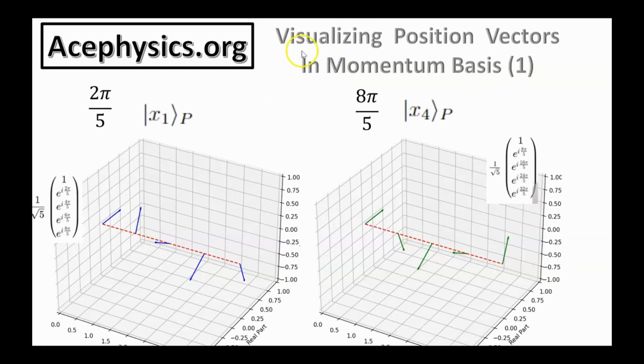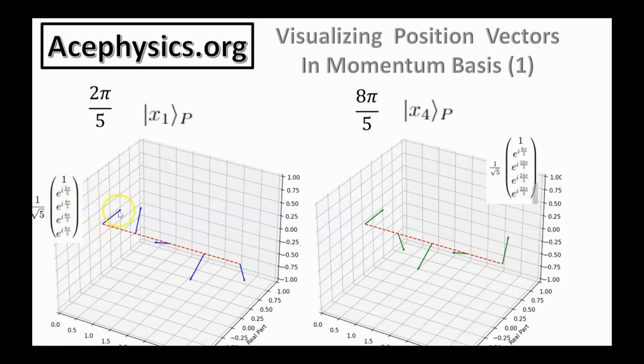On this slide, I want to discuss how you visualize the position vectors in the momentum basis. So position 1 in the momentum basis is this vector. It has 5 complex numbers. They all have the same magnitude but different phases, and the phases differ by 2 pi over 5.